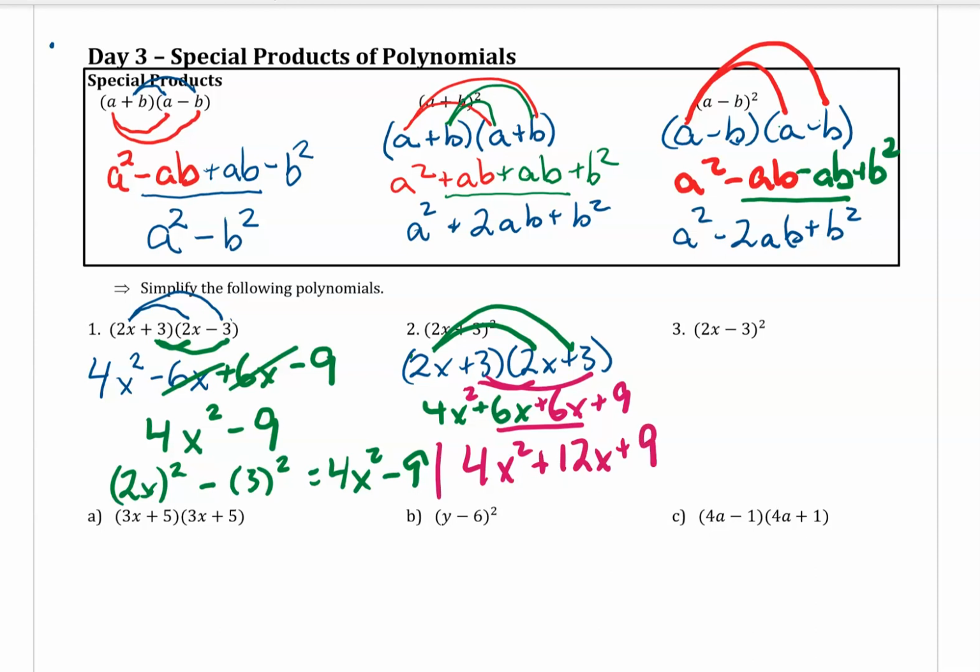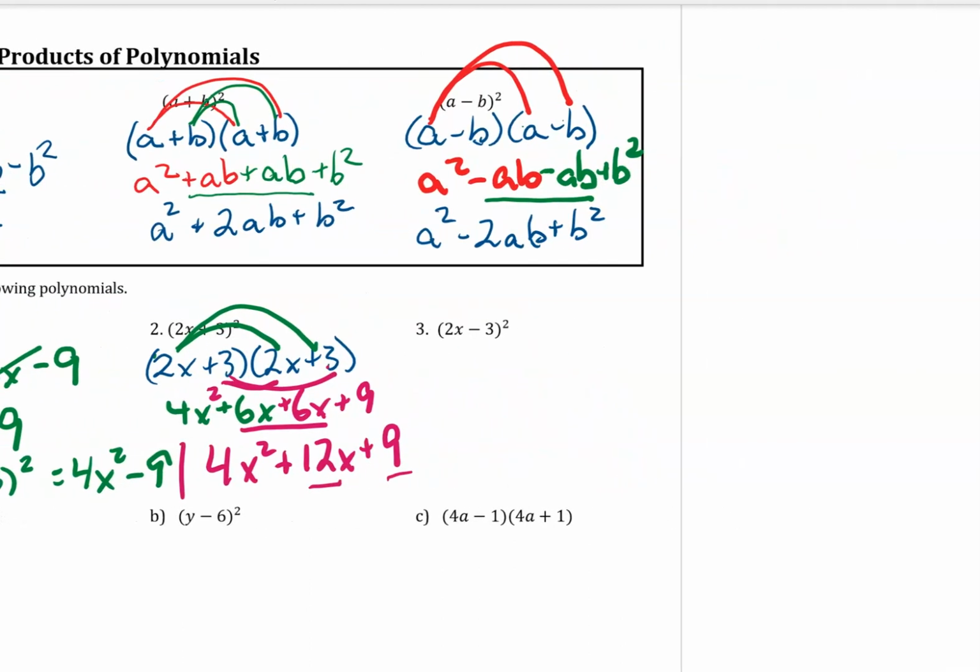Looking back at my special rule, I see a was 2x. 2x times 2x is 4x squared. 2 times a times b. a was 2x, b was 3. So 2 times 2x is 4x times 3 is 12x. Plus b squared, 3 times 3 is 9.